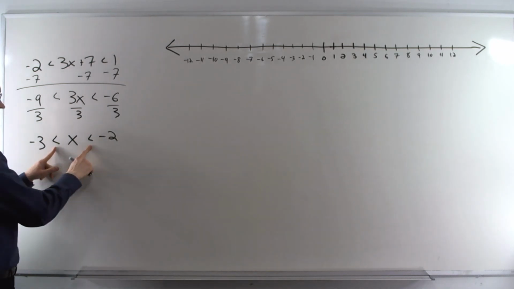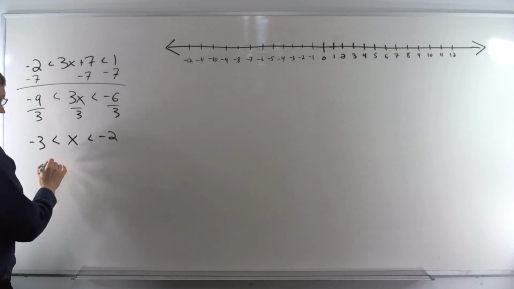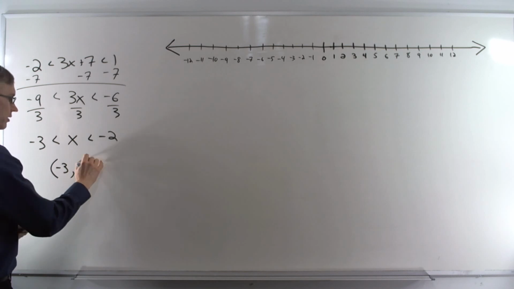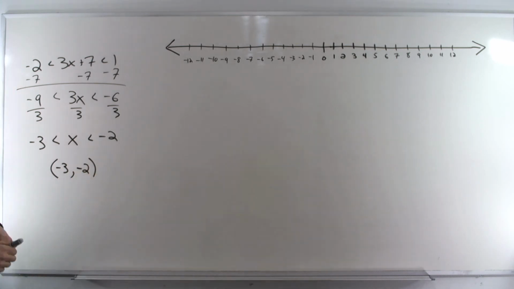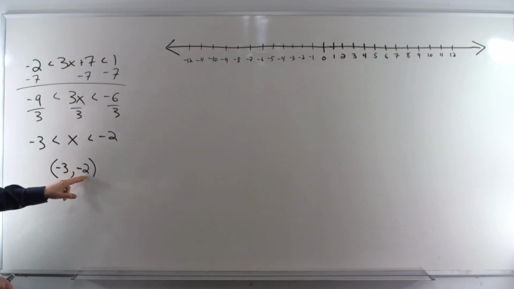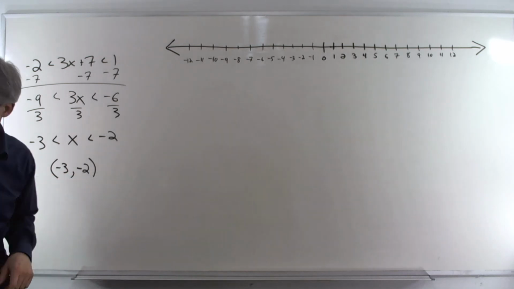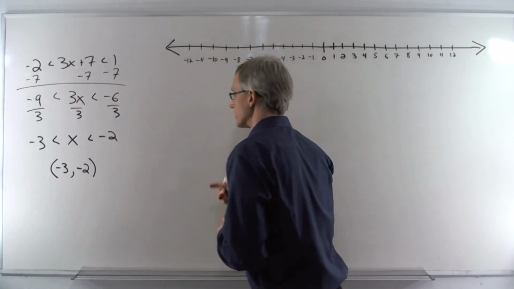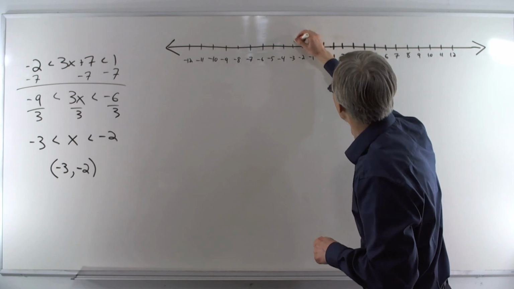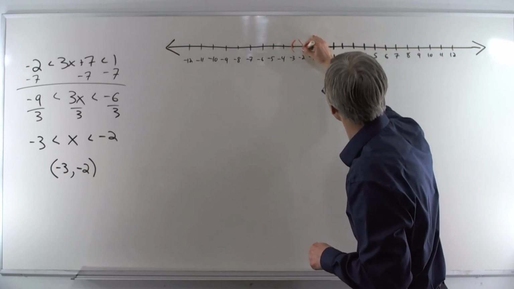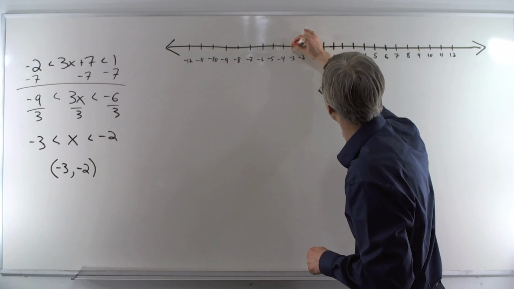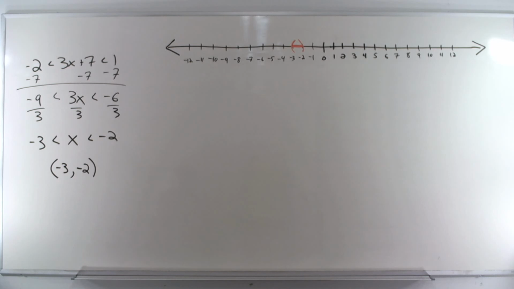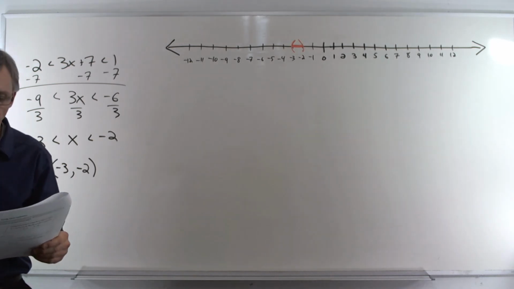Now these are both strictly less than. So use a parenthesis, negative 3, negative 2, parenthesis. And make sure the number on the left is smaller than the number on the right. So now we can graph this using the same symbols, parentheses, negative 3 to negative 2, and then just shade in between. Your turn, number 5.